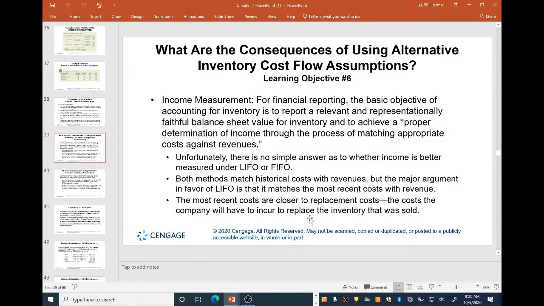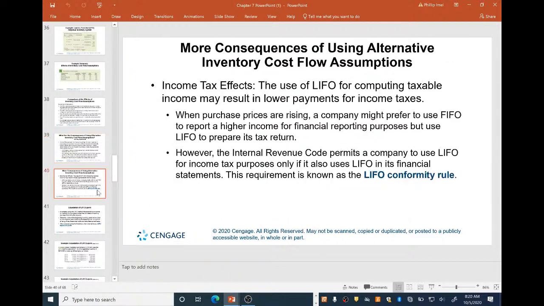Unfortunately, there's no simple answer as to whether income is better measured under LIFO or FIFO. Both methods match historical costs with revenues, but the major argument in favor of LIFO is that it matches the most recent cost with revenue. Okay, so LIFO matches the most recent cost with revenue, which makes sense. The most recent costs are closer to the replacement costs, the cost the company will have to incur to replace the inventory that was sold.